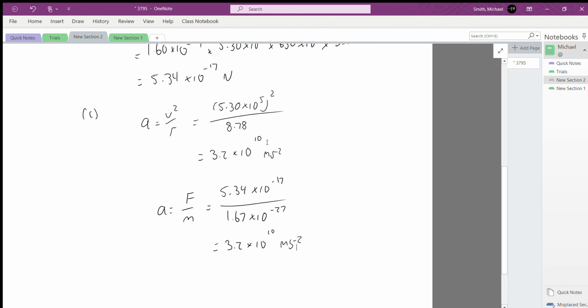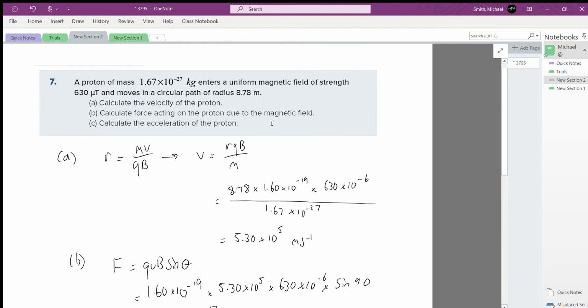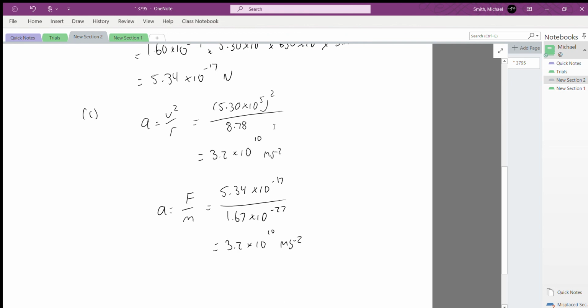Either of those ways are fine. They both give you the same answer, as it should. That was a fairly straightforward question. Nothing too tricky about that, just some simple rearranging and substituting. And that's it.